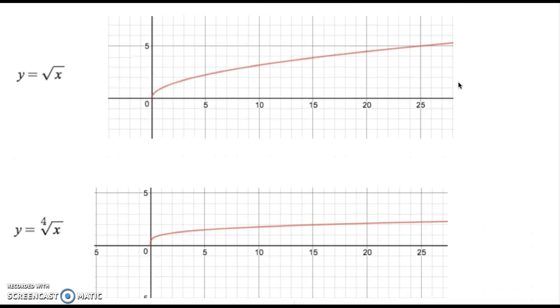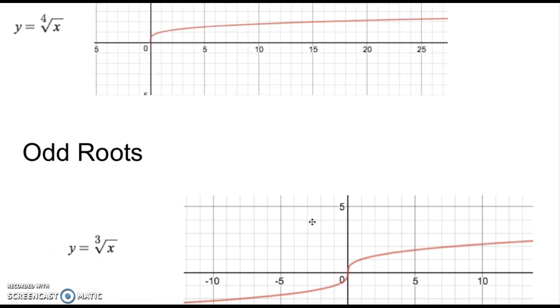Oh, one more thing. When the index gets bigger, the graph actually gets flatter. Because we'll notice here that, say at 10, we're up about 3.1. And down here, when x is 10, we're not even up to 2. Again, the bigger the index, the flatter the square root curve.